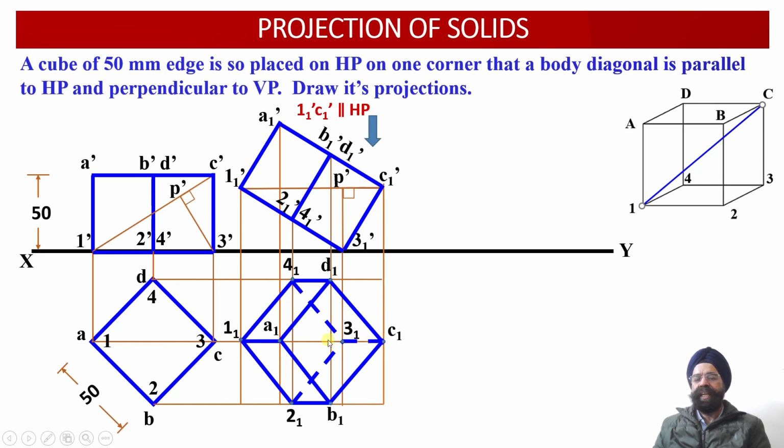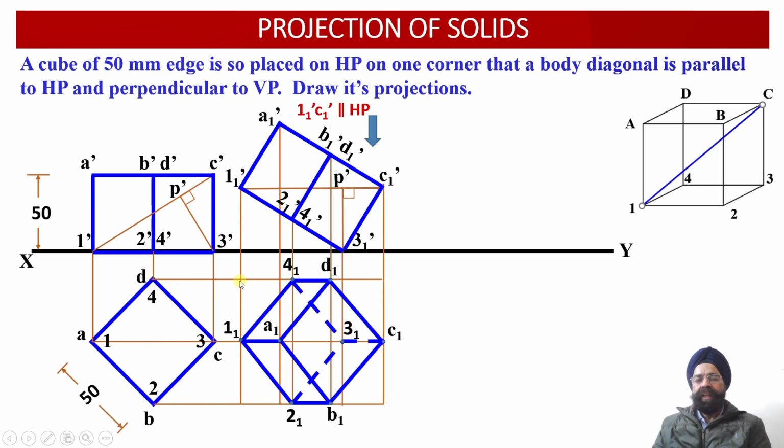Now this body diagonal has to be rotated with respect to the vertical plane in such a way that this body diagonal becomes perpendicular to the vertical plane in the second iteration. So now we can see that this top view projection which we have drawn over here has been inscribed into a rectangular shaped figure.